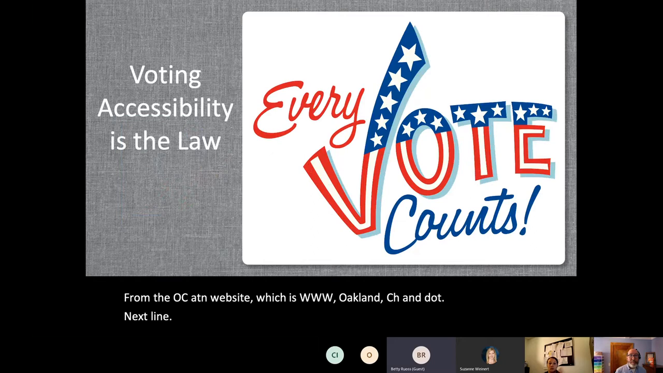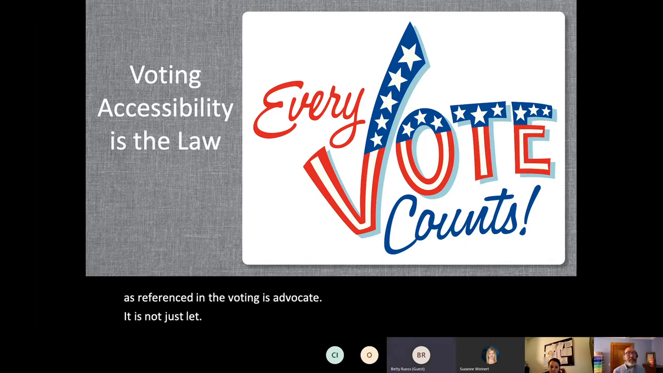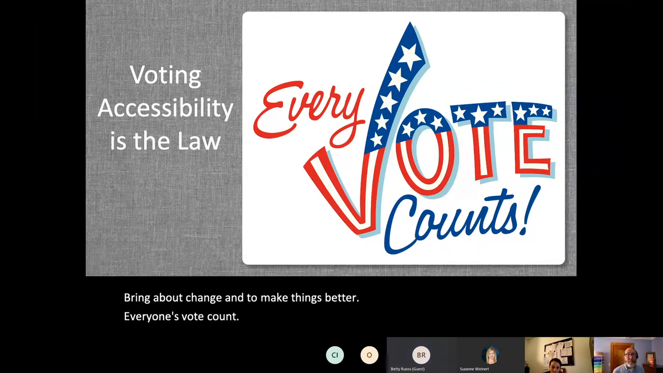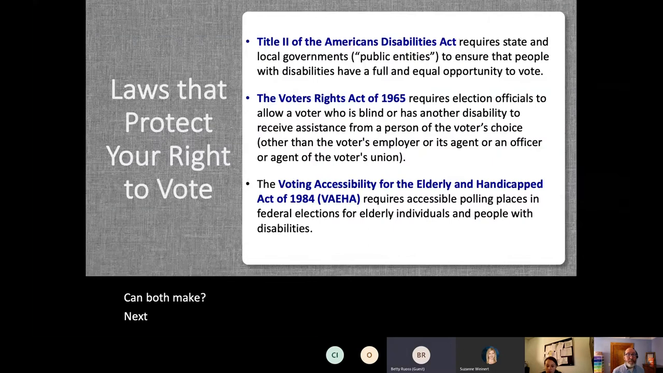Voting is an important part of advocacy, as referenced in the Voting is Advocacy webinar. It is not just letters and calling legislators. It is making your voice heard to bring about change and to make things better. Everyone's vote counts. One vote makes a difference. Remember, your vote adds up. Next slide, please.